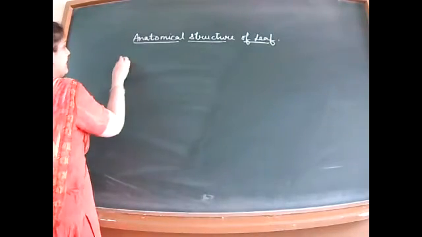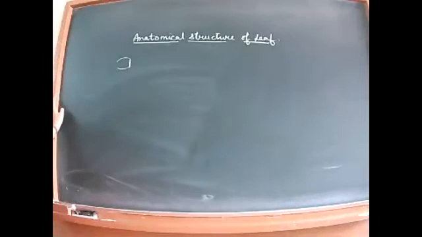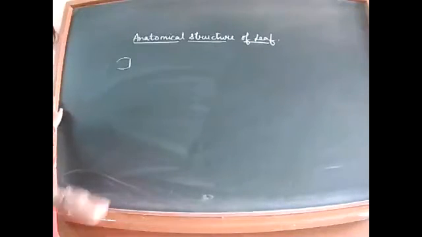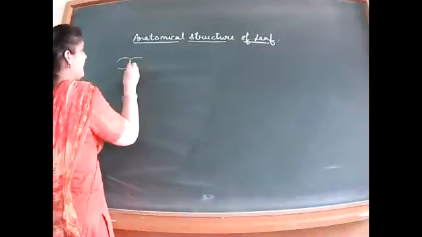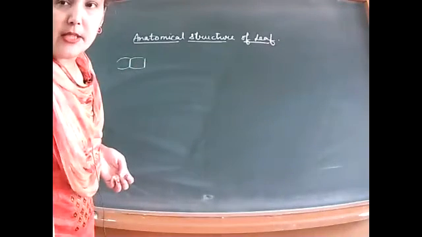And what is it? The upper surface. Starting with the upper surface. The upper surface of the leaf is made up of the epidermal cells. That is called the upper epidermis. The layer of cells is called upper epidermis.